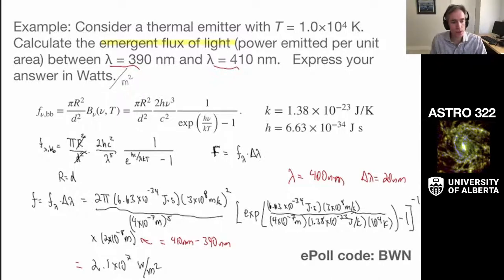Question in chat came up, could you have used the trapezoidal rule? Absolutely. The problem with the trapezoidal rule is that you have to evaluate this entire mess, let's call it crap, this whole thing, twice. Once at lambda equals 390, once at lambda equals 410, and average those two. You'll get a slightly more precise value for doing that, but you're subject to double calculator entry jeopardy.